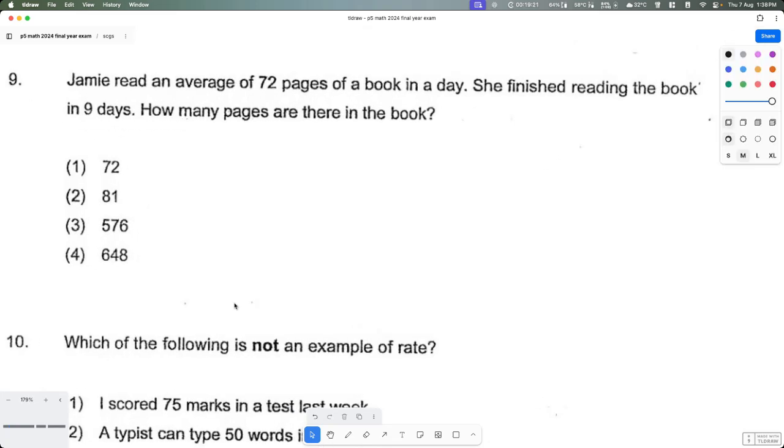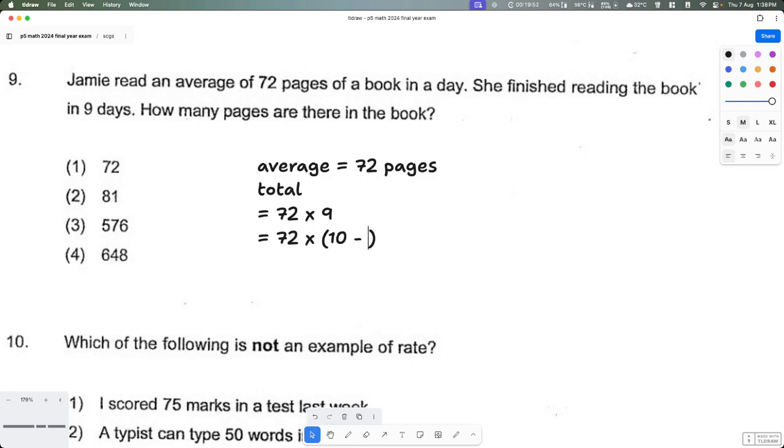Jamie read an average of 72 pages of a book in a day. She finished reading the book in 9 days. How many pages are there in the book? Right, so average is 72 pages, right? So basically total is equal to 72 times 9. Okay, I give you a little hack, which is basically the same as 72 times bracket 10 minus 1.